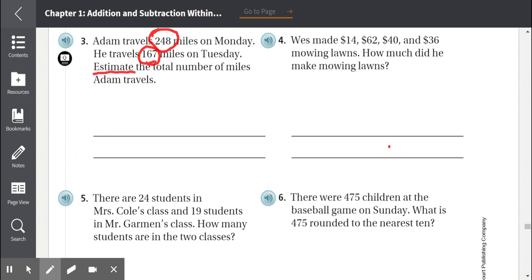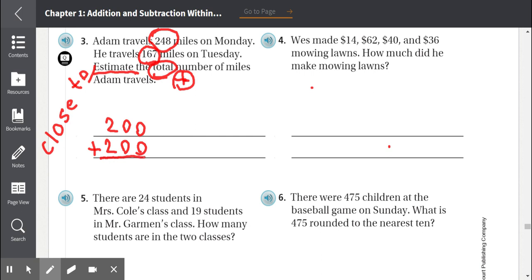Then now they want us to estimate, and we know that means close to. We need to find a number close to the answer. So the total number of miles, and we know total means to add. So I put a plus sign here. So 248 is between 200 and 400, but it's closer to 200. So I'm going to round 248 to 200. And 167 is between 100 and 200, but it's closer to 200.